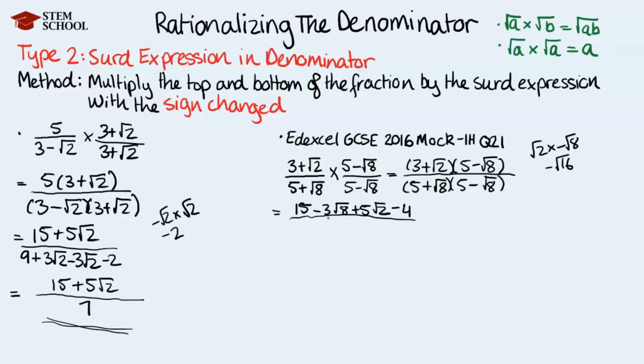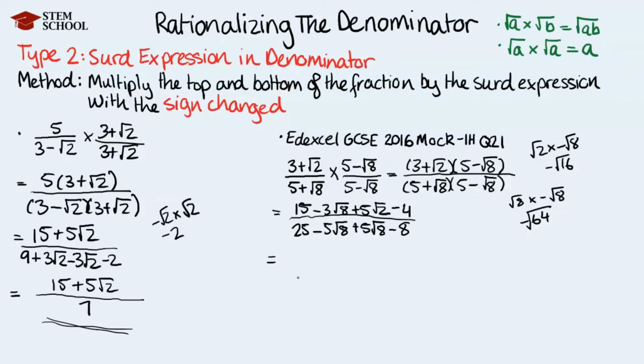Now let's do the denominator. When you multiply out the double brackets, you'll get 25 take away 5 root 8 plus 5 root 8. And then we were doing root 8 multiplied by minus root 8. So we're using the rule 1 of the rules of surds, okay? So this will just be 64. But we have a minus in front of it, so that'll be a minus 8 on the end.